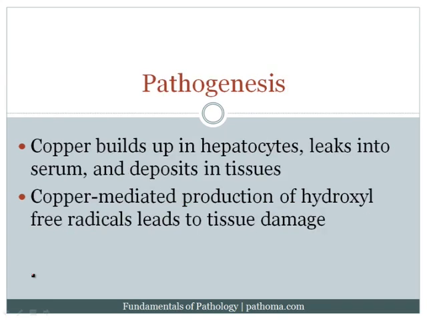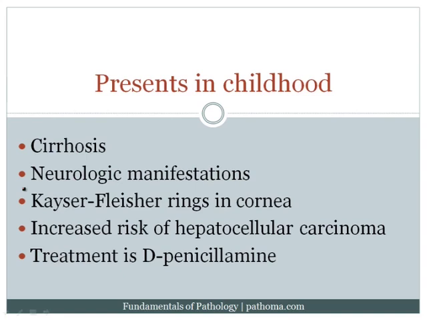As a result, because you can't put copper into the bile, copper will build up in the hepatocytes. It will then leak into the serum and eventually deposit in tissues. Now copper, just like iron, has the ability to induce free radical damage, and so hydroxyl free radicals will be produced, which will then lead to tissue damage. This disease presents in childhood and manifests as cirrhosis. Patients can also have neurologic manifestations.